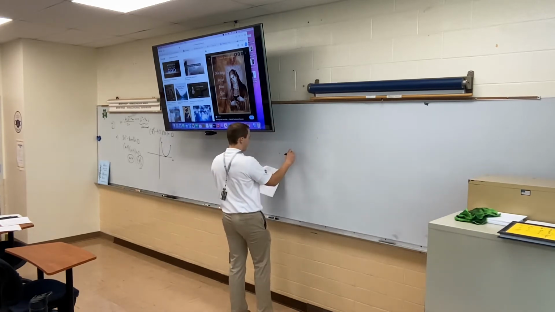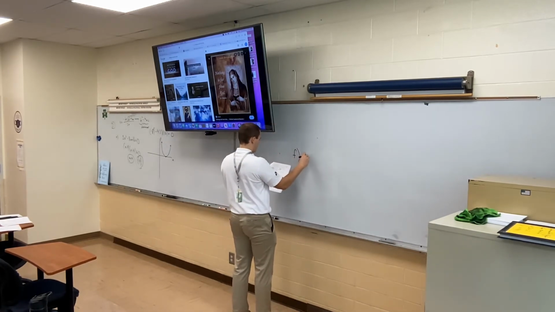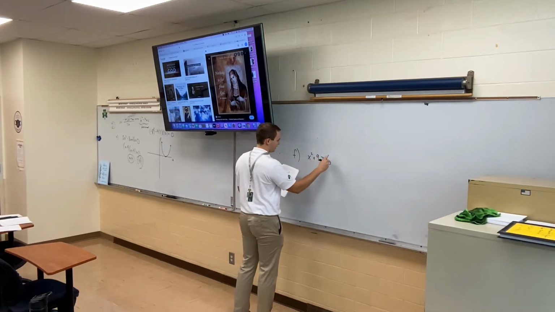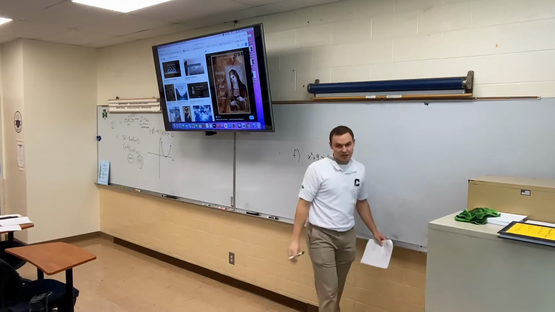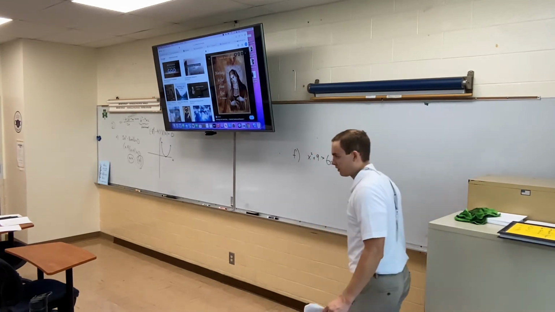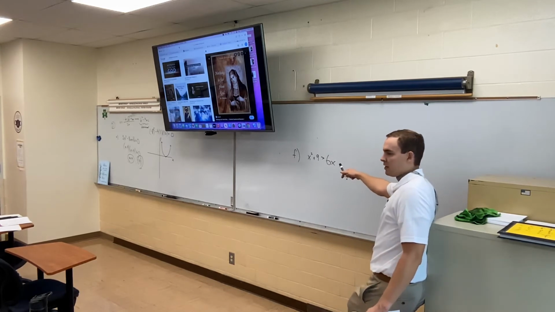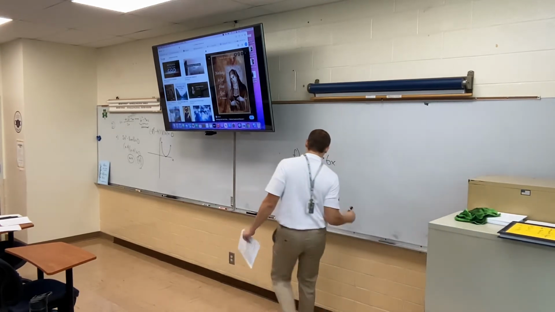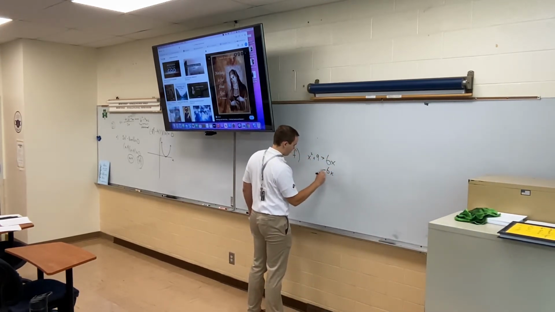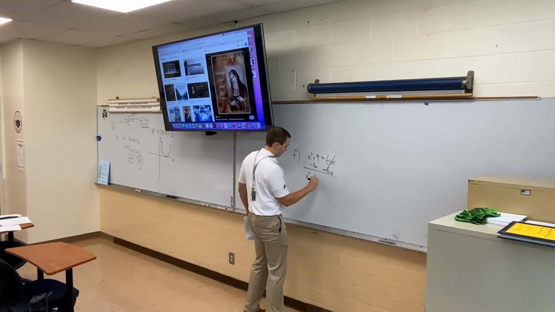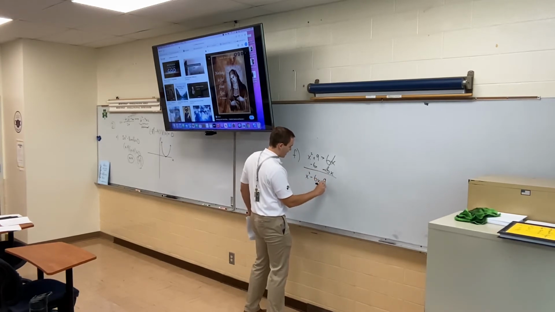So F, x squared plus 9 is greater than 6x. What's the first thing I want to do with this function? Yeah, so I want 0 to be on one side by itself. So to do that, I subtract 6x from both sides. So I get x squared minus 6x plus 9 is greater than 0.